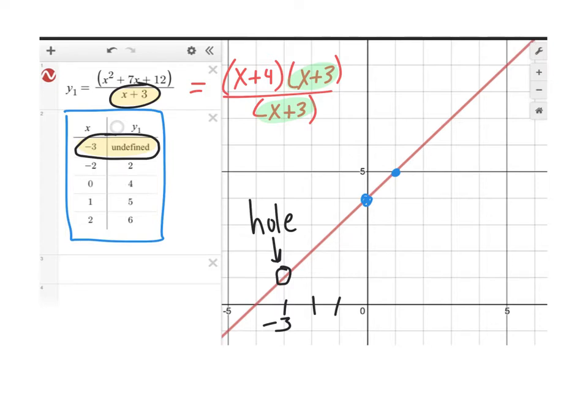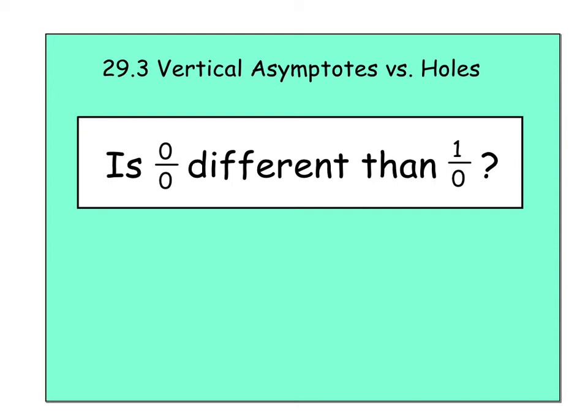Okay, and the deal is that our example had the factor of x plus 3 in the numerator as well as the denominator. When x is negative 3, it really turns this thing into 0 over 0, which is why you get a hole in the graph. So let's look at a few examples and walk through the steps.